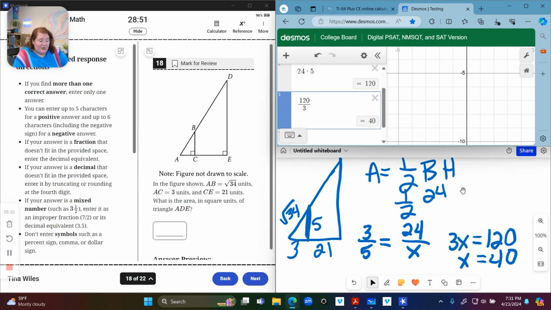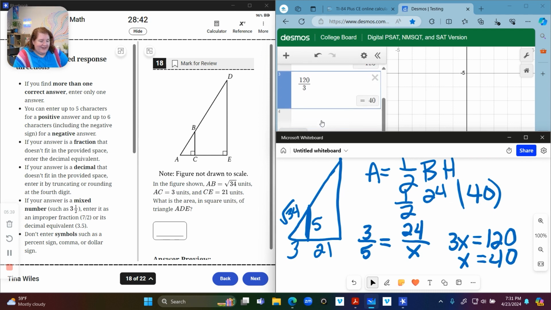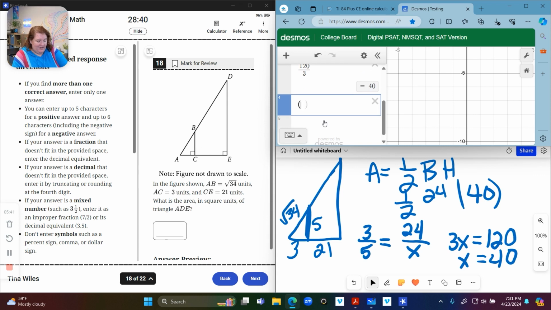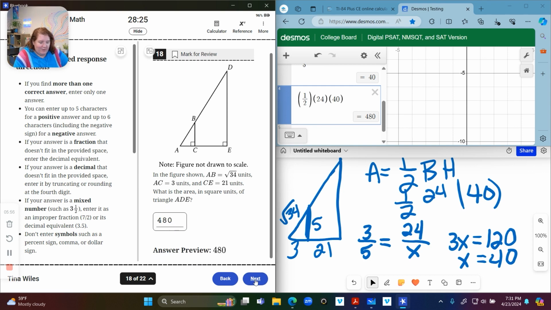And then you're going to do, finally, last step, the area of my triangle is 1/2 base times height. And that would be 1/2 base times height. So 480 is my final answer for the area of that problem.